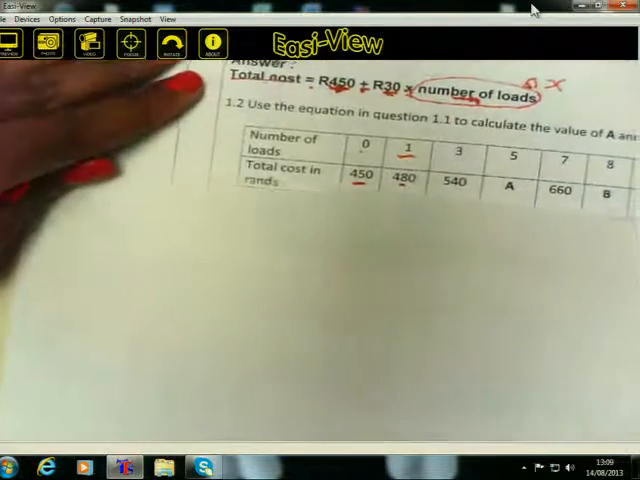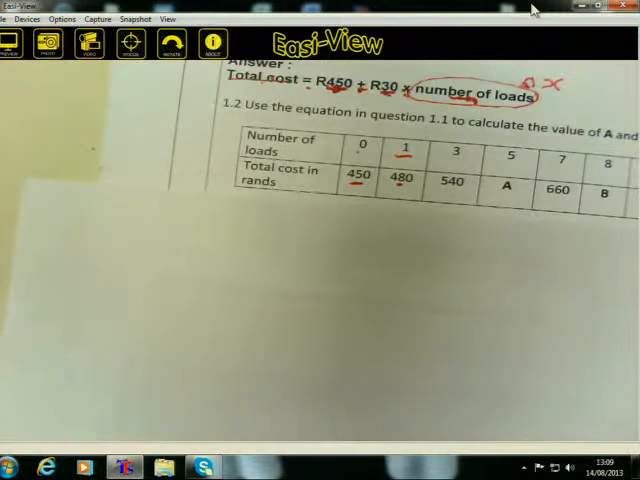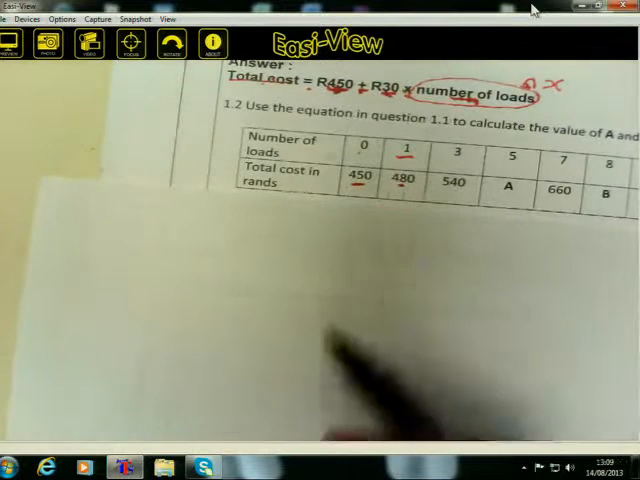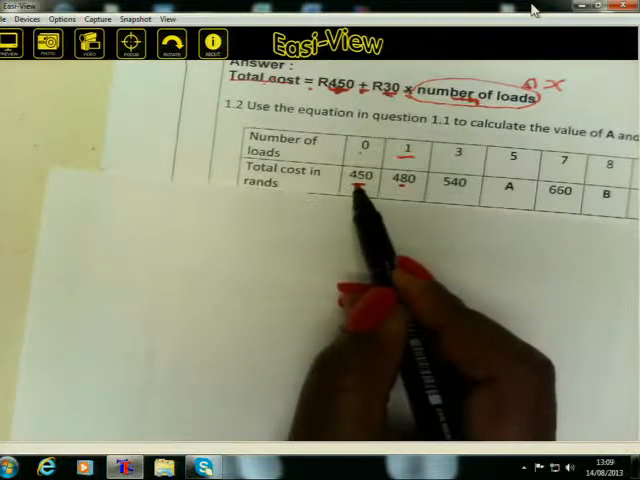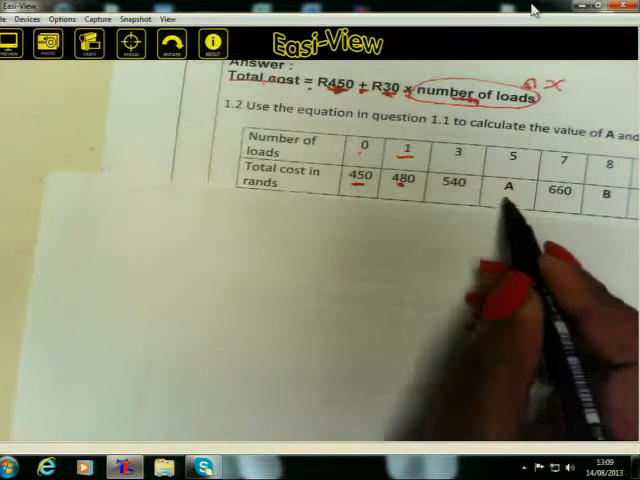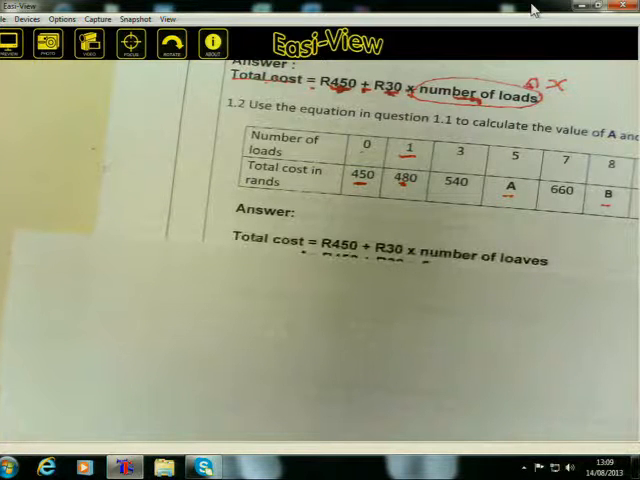After you have checked that with your formula you get the answers provided in the table, it is then that you can go and calculate the values of A and B. But in case you don't get the same answers as in the table, it means that there's something wrong with your formula. Therefore, you'll have to go back and rework your formula so that it gives you the answers of 450 and 480 before you can continue finding the answers of A and B. Remember that, grade 12s.